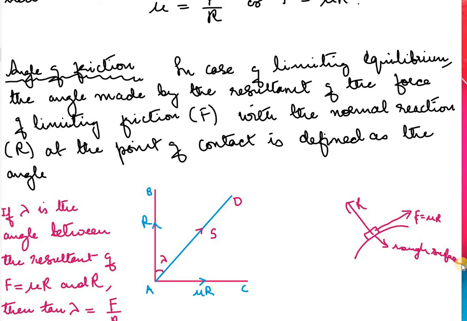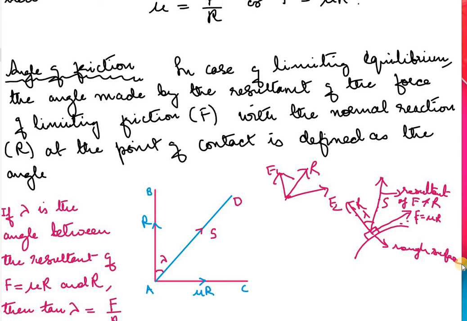This is F. So what is the angle of friction defined here? If you have two forces, one is F1 and the other is F2, then we denote R to be the resultant of these acting at this point. Similarly here, we denote S to be the resultant of these two forces, that is R and F equal to mu R. So the angle between this S, the resultant of F and R, with the normal reaction R is called the angle of friction. I hope it is clear.